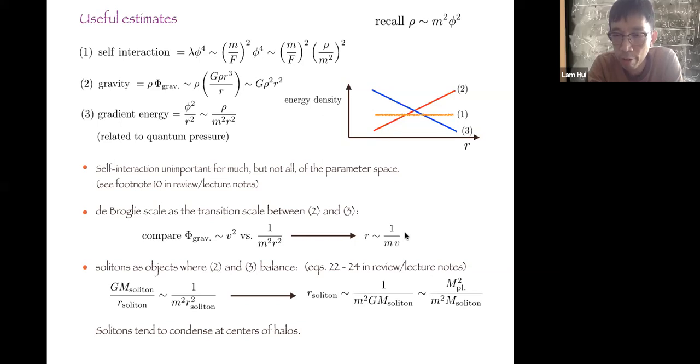In other words, if I tell you I have a galaxy with a certain velocity dispersion, you can very easily estimate at what scale quantum pressure would start to become important. At scales of the order of the de Broglie wavelength or smaller, quantum pressure would actually dominate over gravity. Okay? So that's one useful estimate, and it's really just the de Broglie wavelength, very simple. Any questions about that?